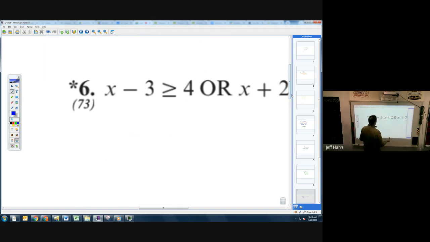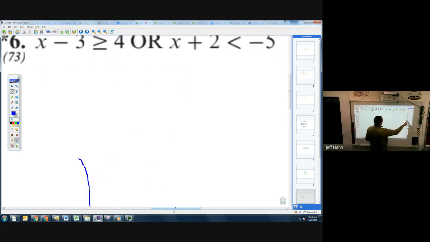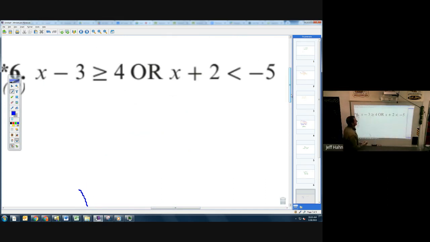Now, what about this one? This one is an OR problem. You don't put the OR things together. So this one, you just have to solve both equations as it is. How do I get rid of the negative 3? I add 3, so x is greater than or equal to 7.